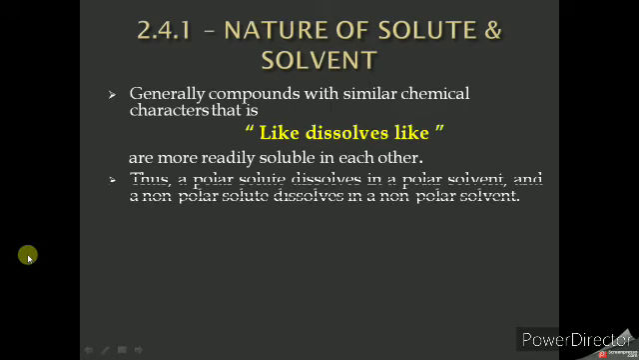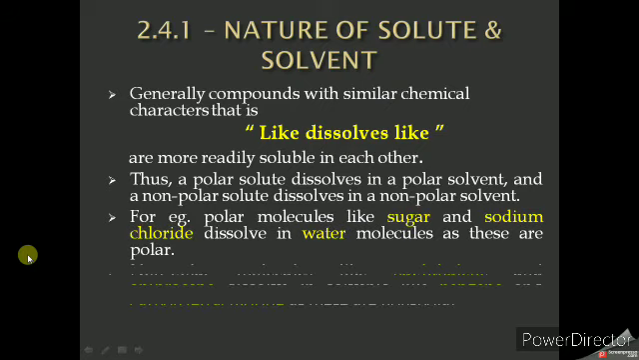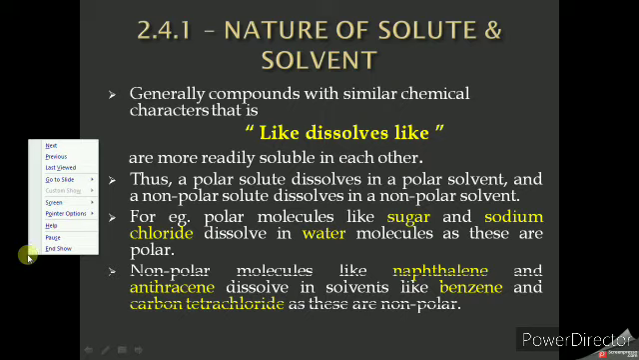Here you have to revise this point. Like dissolves like. Non-polar molecules like naphthalene and anthracene dissolve in solvents like benzene and carbon tetrachloride, which are also non-polar in nature.